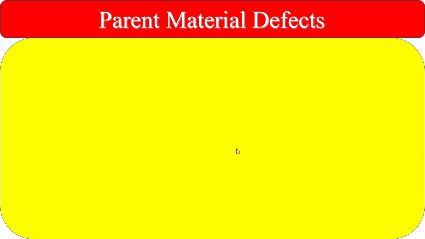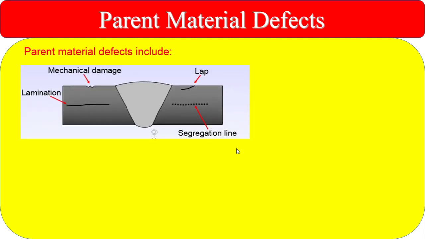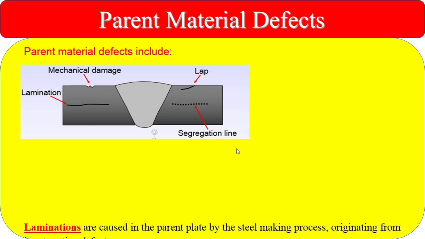After that we have to check the parent material defects. What defects are there? If there is any defect, what will happen? You have to check the parent material defects, which include mechanical damage, lamination, segregation line, and laps. How can we find out the segregation line? Lamination? Mechanical damage and laps?